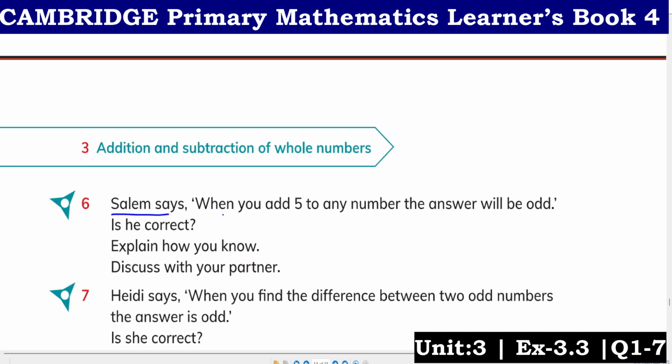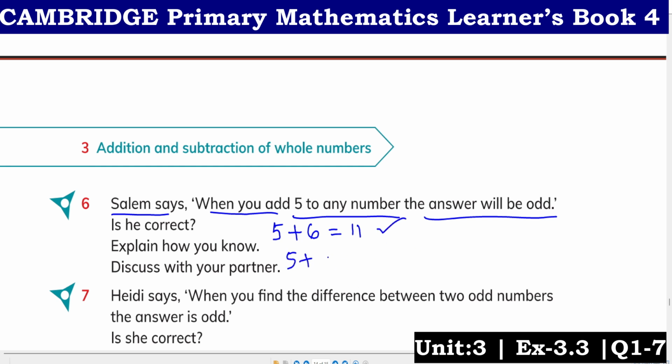Selim says, when you add 5 to any number, the answer will be odd. Is he correct? First of all, no. Because if he adds 5 to any odd number, the result will be even. So we can say he is incorrect. Selim is not correct. Let's try an example. He says when you add 5 to any number, the answer will be odd. Like 5 plus 6, it's 11. In that case he is correct.